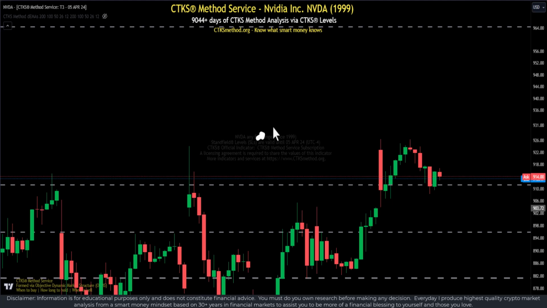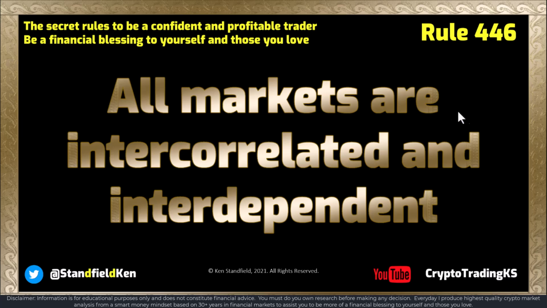Sophisticated investors and traders always have three simultaneous strategies: an up strategy, a neutral or consolidation strategy, and a negative strategy, and they take advantage of all three to profit. Sophisticated traders and investors understand Rule 446, that all markets are intercorrelated and interdependent. This fundamentally means that if Apple, Microsoft, Nvidia, Tesla are moving in certain directions, that will actually impact the entire crypto market. This is unheard of for a lot of people to think this way, but that's how sophisticated investors and traders think. They look at all markets.